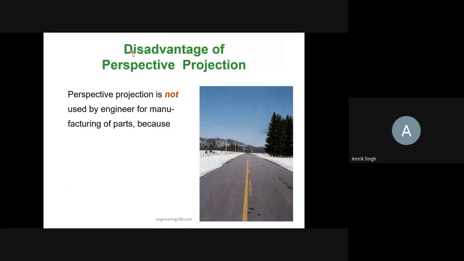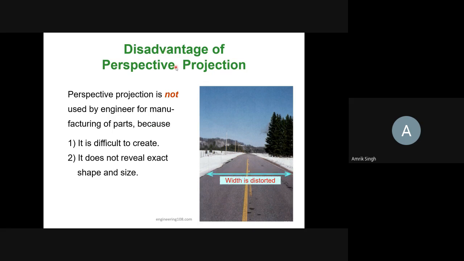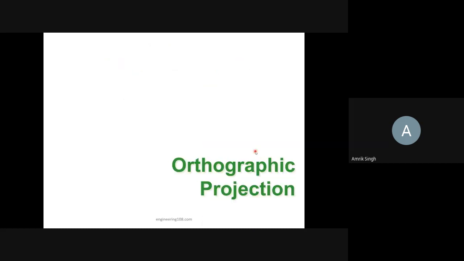So what is the disadvantage of perspective projection? Perspective projection is not used by engineers for manufacturing because, first, it is difficult to create, and it does not reveal the exact shape and size. As we have seen, the image produced by perspective projection is smaller. The width is distorted: it is more here, less here, and further less here. So we will be talking in this course only of orthographic projection.